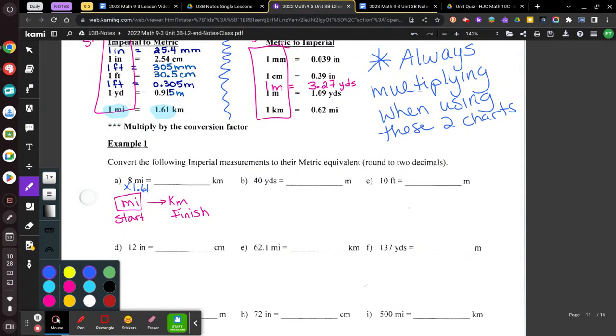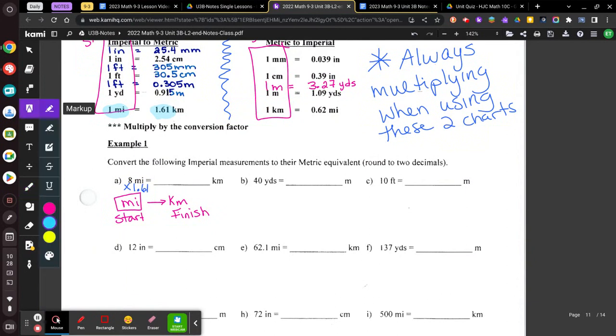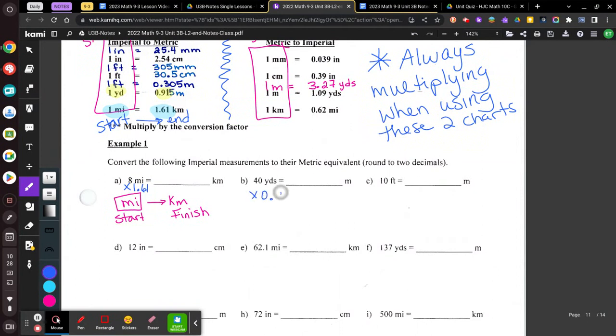So let's look at the next question. It wants to go yards to meters. If I want to go yards to meters, I'm going to look at the chart again. I'm going to find yards and meters, and I'm going left to right. Where am I starting? I'm starting here, and I'm ending here. So that means I'm multiplying by 0.915. So we're going to do the first two questions. Hit pause now and play when you're ready.